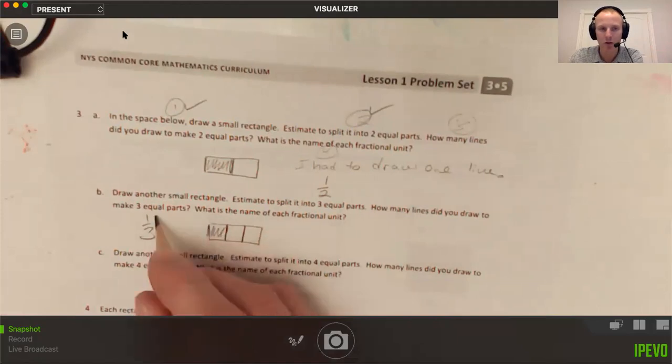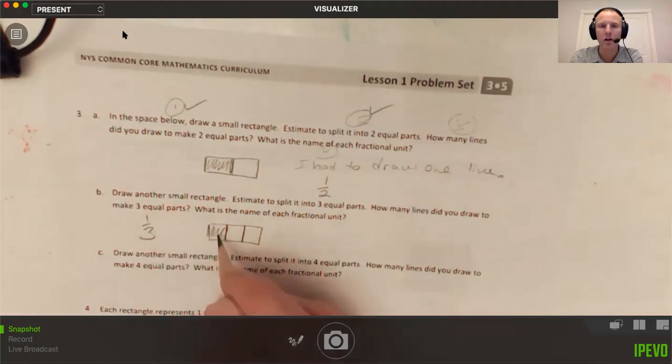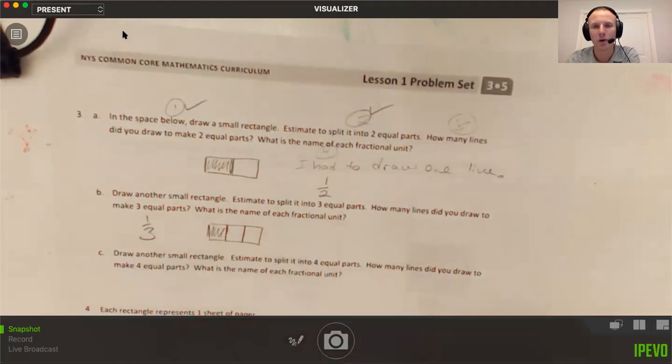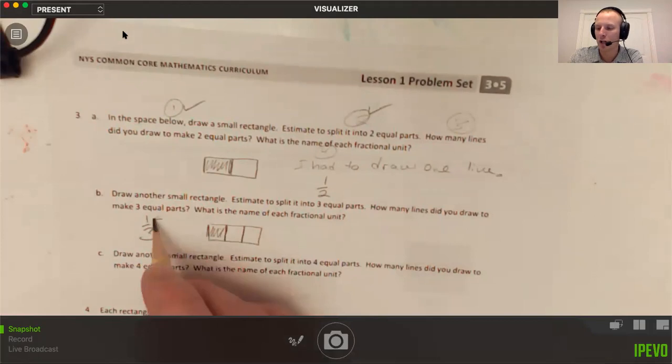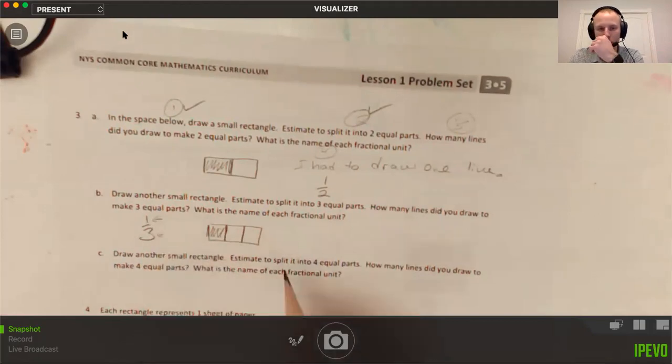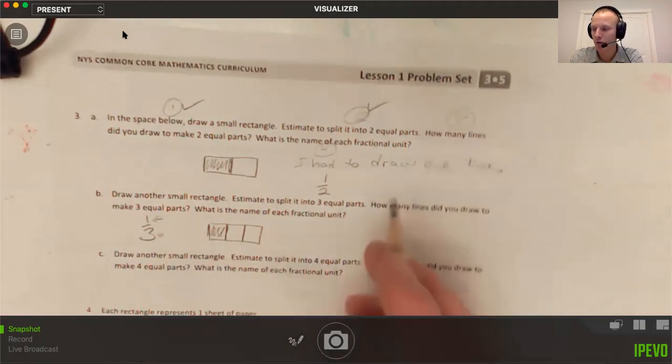Again, the top number is always how many are shaded in, or how many were eaten, whatever. It can be posed a bunch of different ways, but the pieces we're talking about out of the total, 3 being the total in this case. And we had to draw 2 lines.